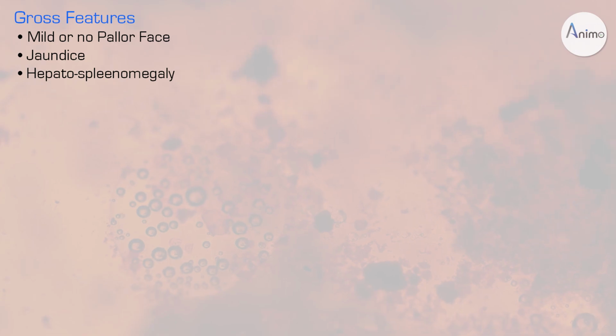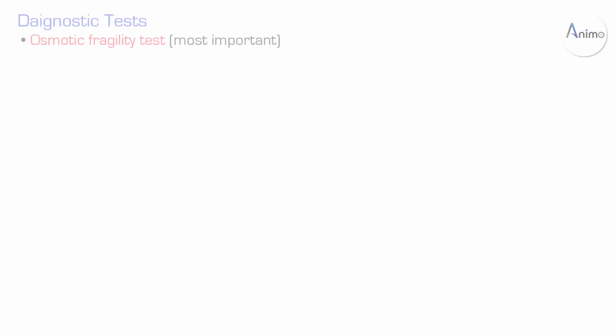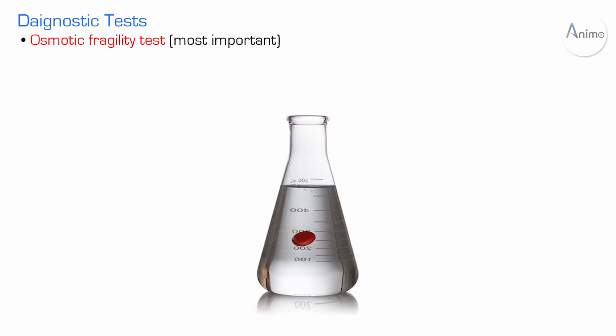Let's conclude the session with this diagnostic test. We use the osmotic fragility test to test these RBCs. Very important. Normally, the RBC can withstand a range of hypoosmolar solutions. But when a spherocyte is put in a hypoosmolar solution, it bursts into pieces because the cell membrane of these RBCs is very fragile. So the osmotic fragility test results in the bursting of these spherocytes.